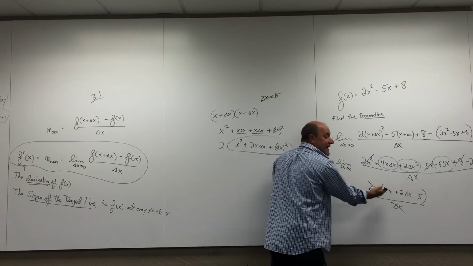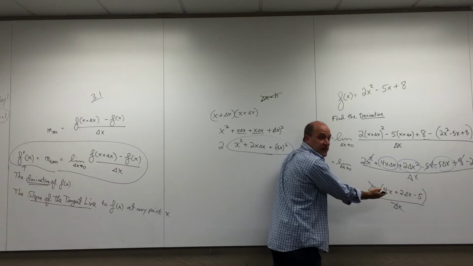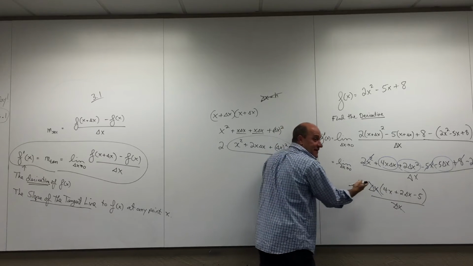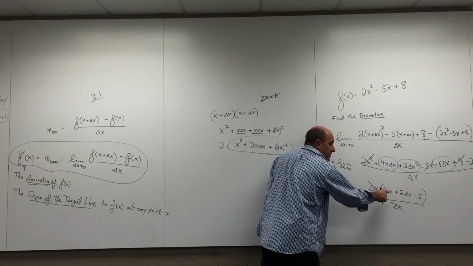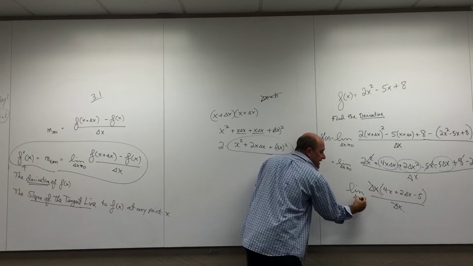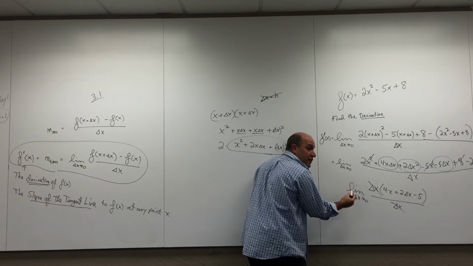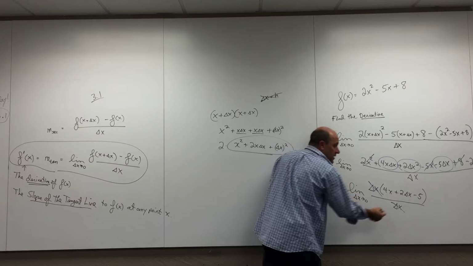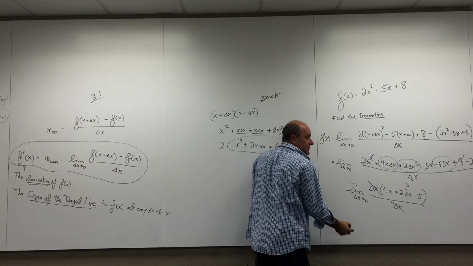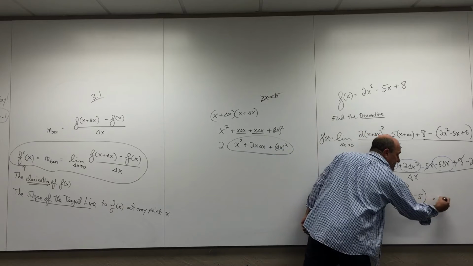Now some of you left that as your answer. You know what you forgot to do? Put in the limit. So you do all that beautiful algebra, but that is not your answer, because you're doing a limit as delta x goes to 0. Now you can let delta x go to 0, which means this whole term goes to 0, and then the final answer is 4x minus 5.